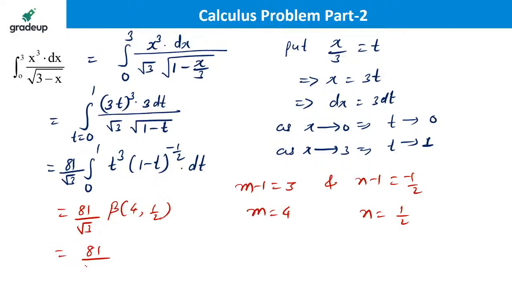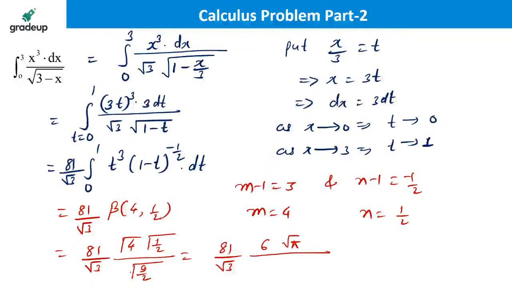So 81 by root 3, beta m comma n is gamma 4, gamma 1 by 2, and gamma 4 plus 1 by 2, that is gamma 9 by 2. So 81 by root 3. Gamma 4 means factorial 3. Factorial 3 will be 6. Gamma 1 by 2 is root pi, divided by gamma 9 by 2.